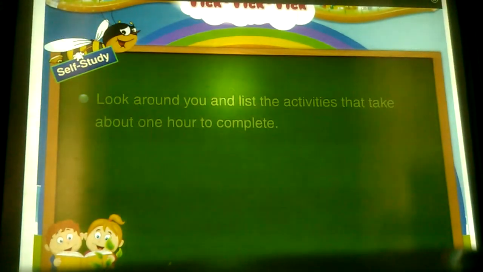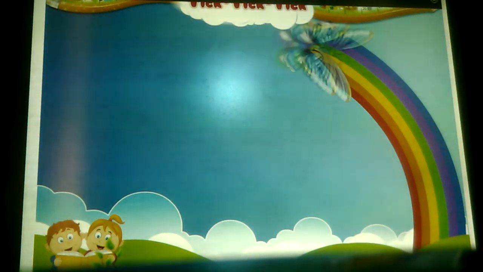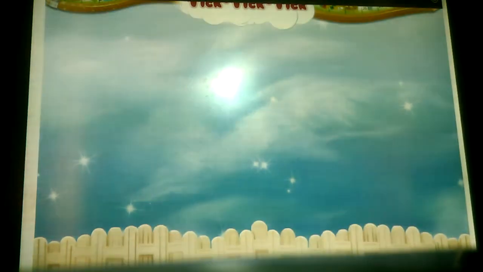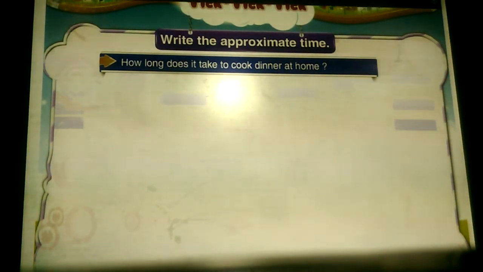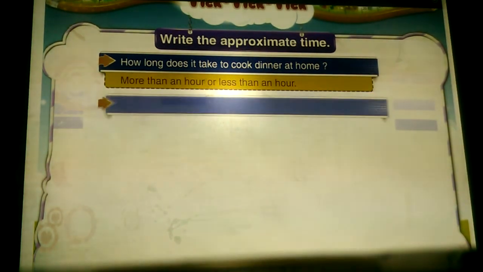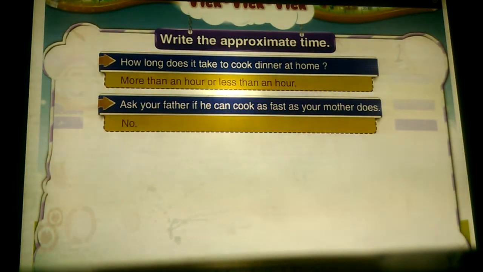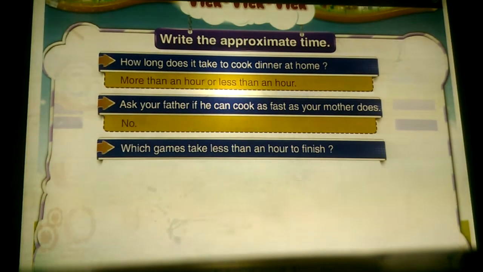Self-study. Look around you and list the activities that take about 1 hour to complete. Write the approximate time. How long does it take to cook dinner at home? More than an hour or less than an hour? Ask your father if he can cook as fast as your mother does. No. Which games take less than an hour to finish?